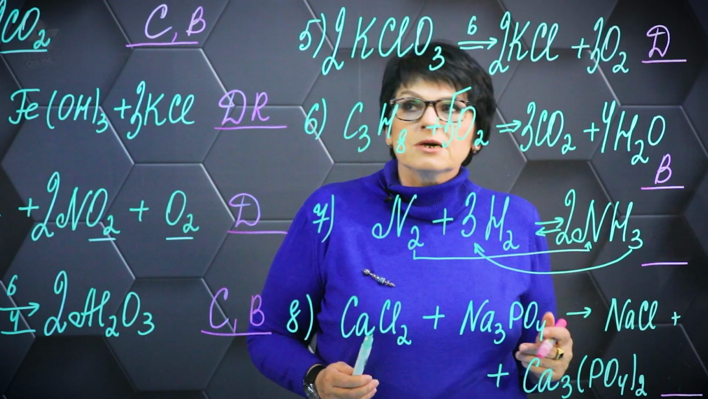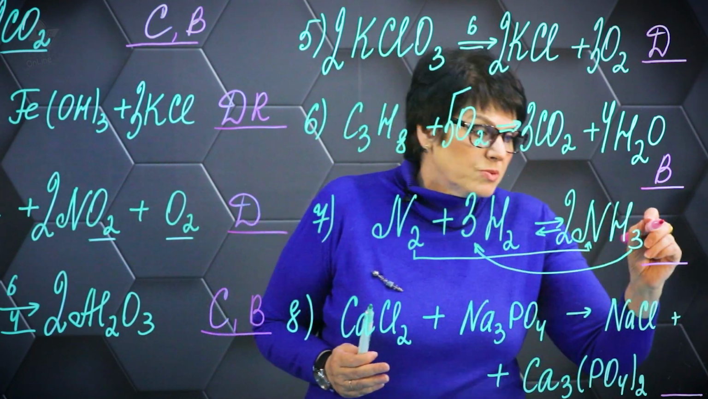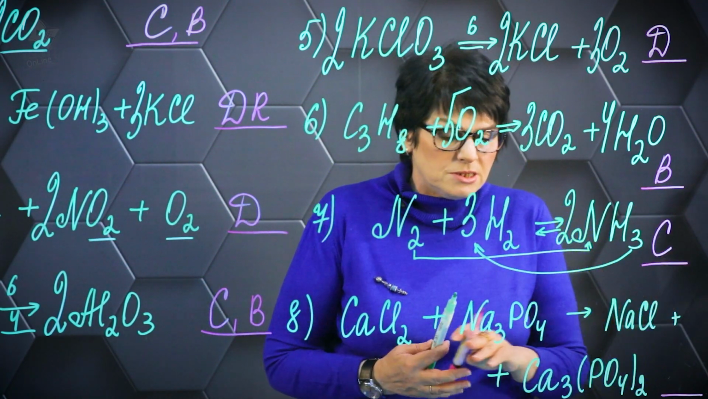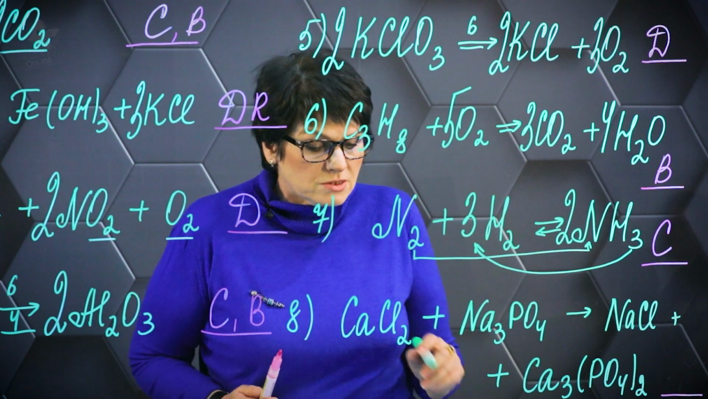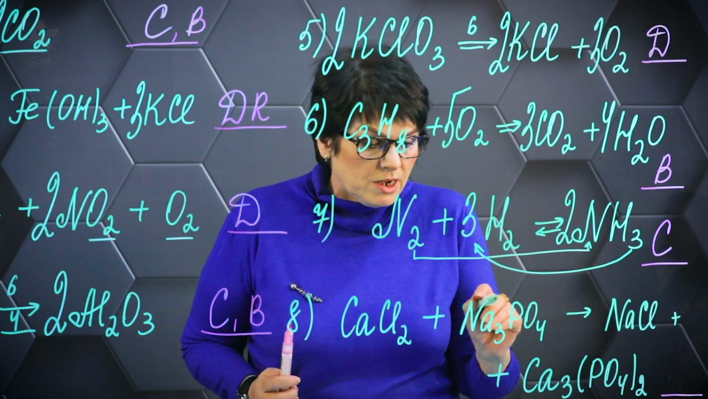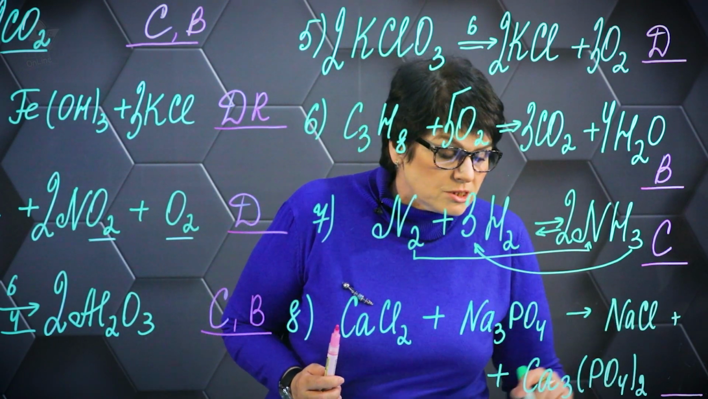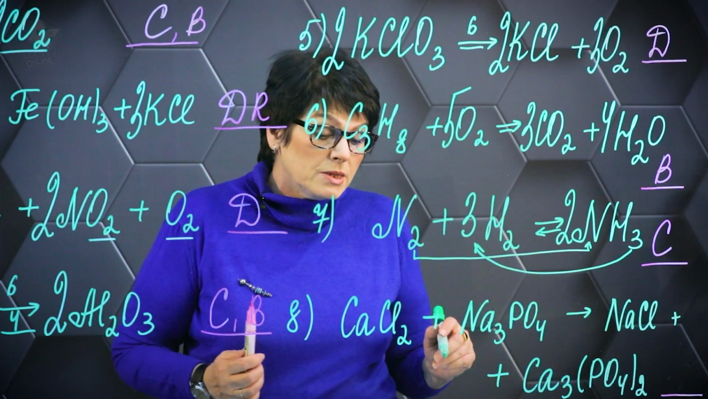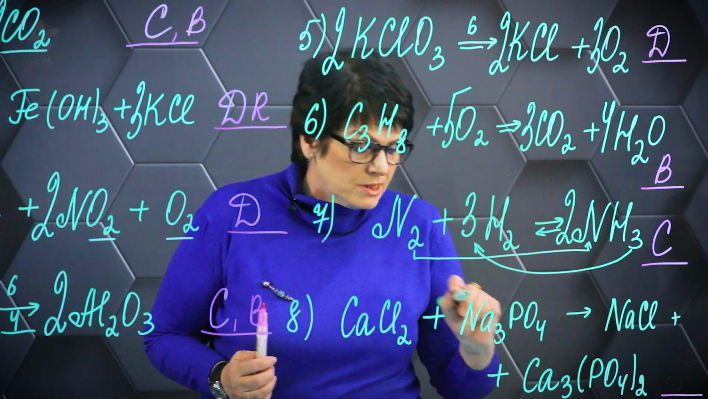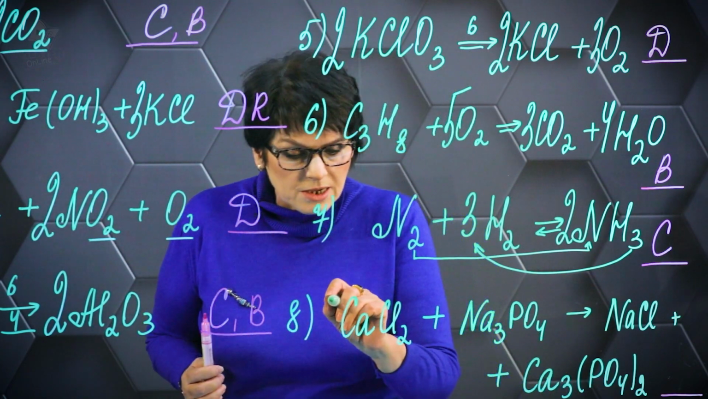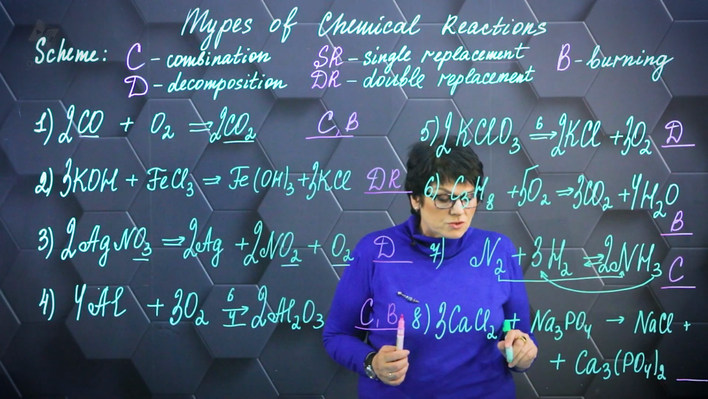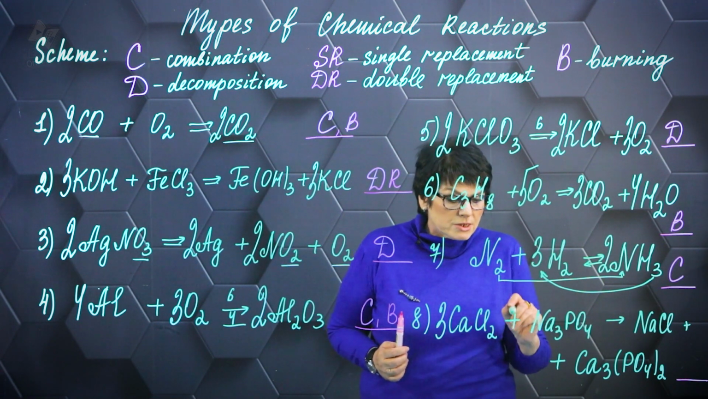So what type of reaction is this? It's a combination reaction. Well, at the end we have an interaction between calcium chloride and sodium phosphate. You get NaCl and Ca3(PO4)2. Let's start equating. The calcium on the left side is 1, the calcium on the right side is 3. In front of the calcium chloride formula, we'll put a 3.